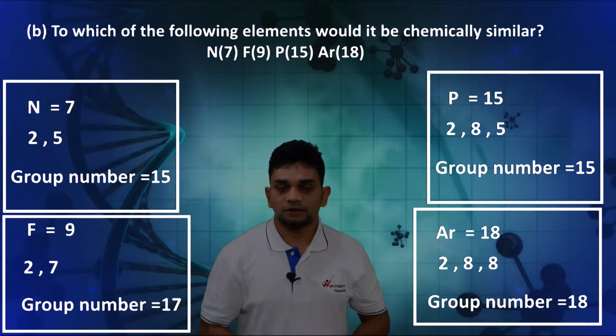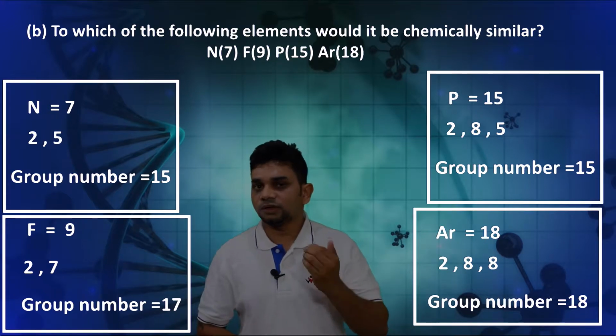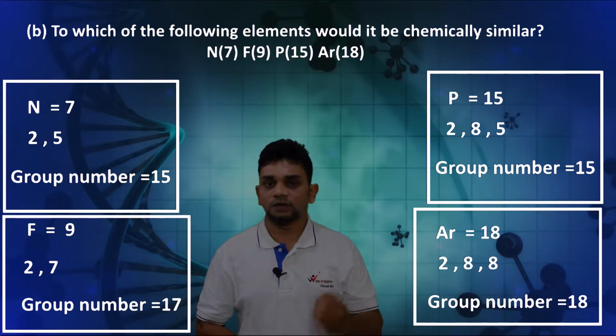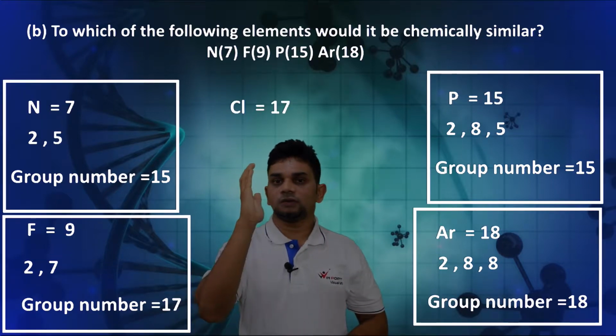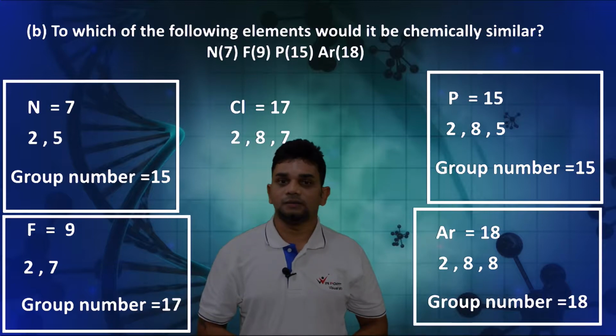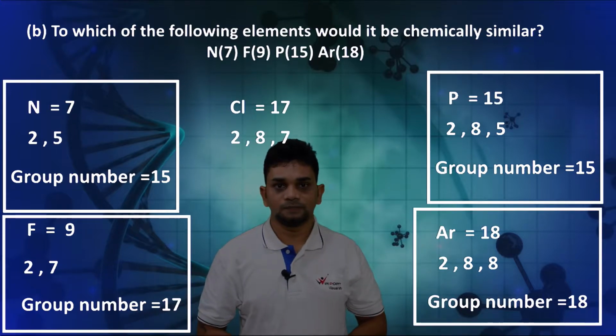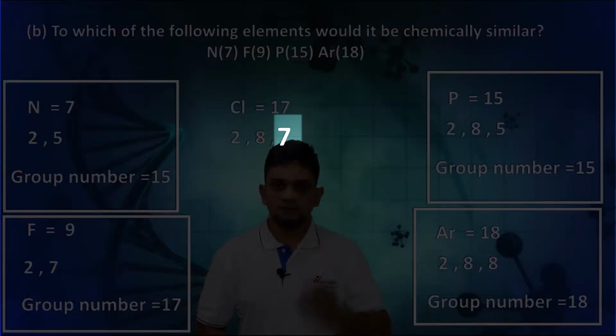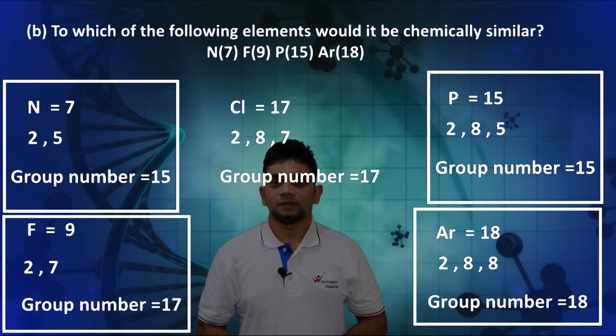Now we are going to find the group number of chlorine. What is the atomic number of chlorine, the element given in the question? The atomic number of chlorine is 17. The electronic configuration will be 2, 8, 7. Then what will be the group number of chlorine? The number of electrons in the outermost shell is 7. Then the group number will be 17.